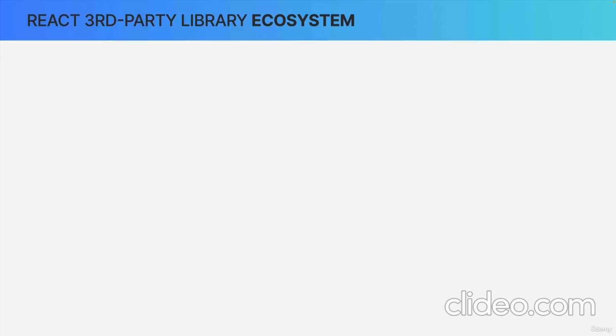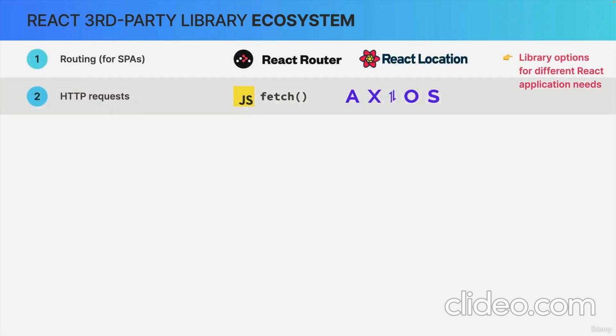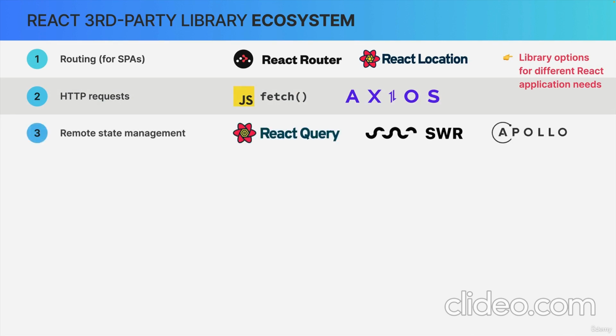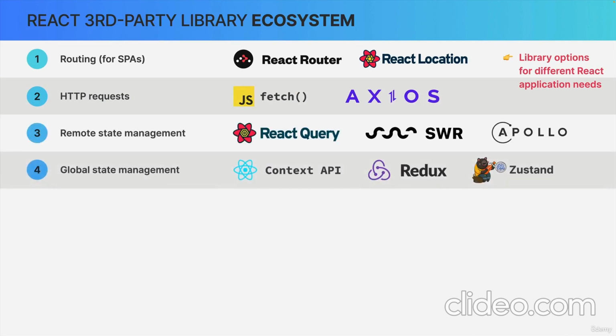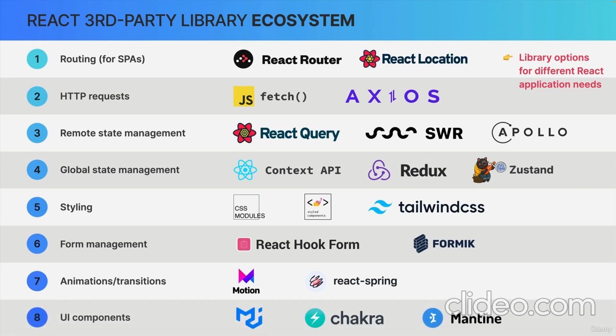React's huge third-party library ecosystem. So React's huge popularity has led to a really large ecosystem of libraries that we can include in our React projects for different needs like routing for single-page applications, making HTTP requests, managing remote server state, managing global application state, styling, managing forms, animations and transitions, and even entire UI component libraries.